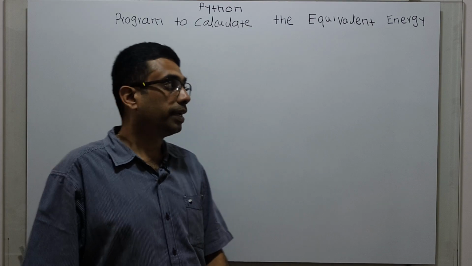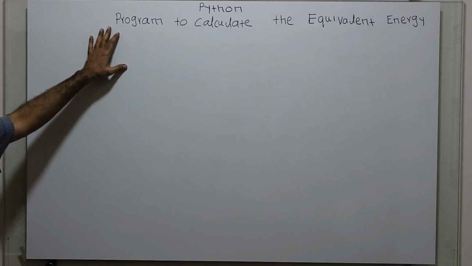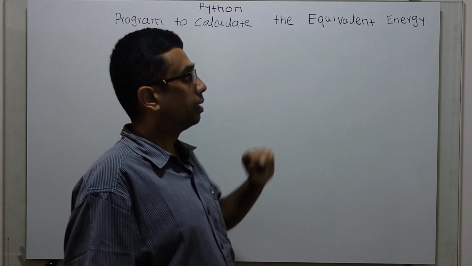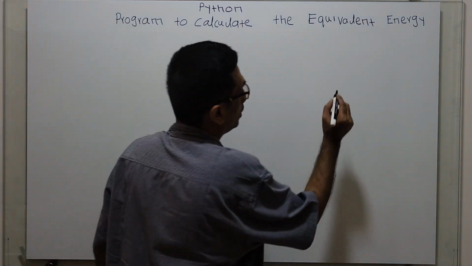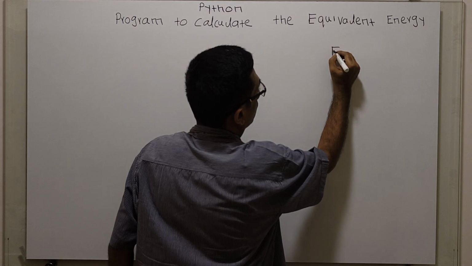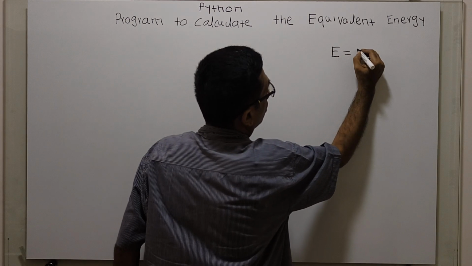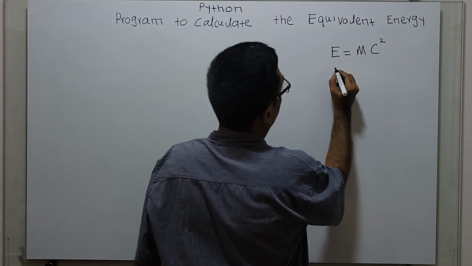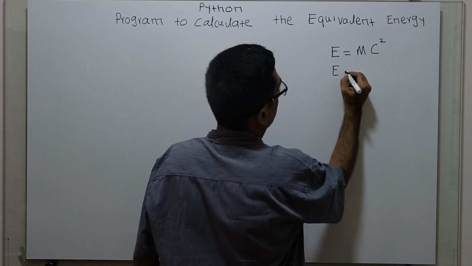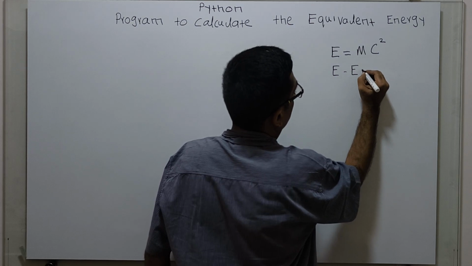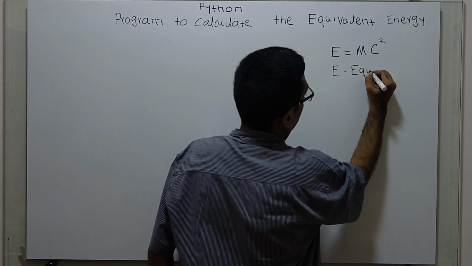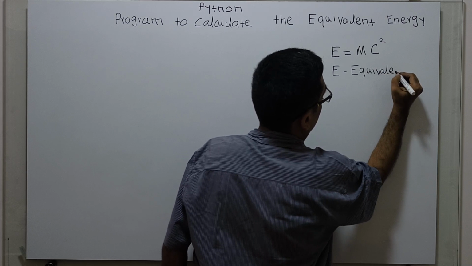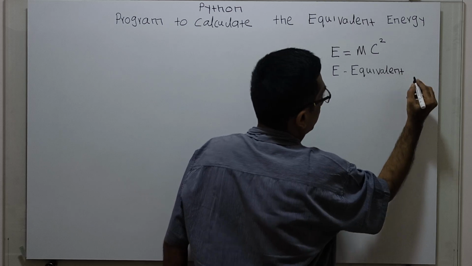Hello friends, we are going to write a Python program to calculate the equivalent energy. The formula for the equivalent energy is E equal to mc square. E is for equivalent energy.